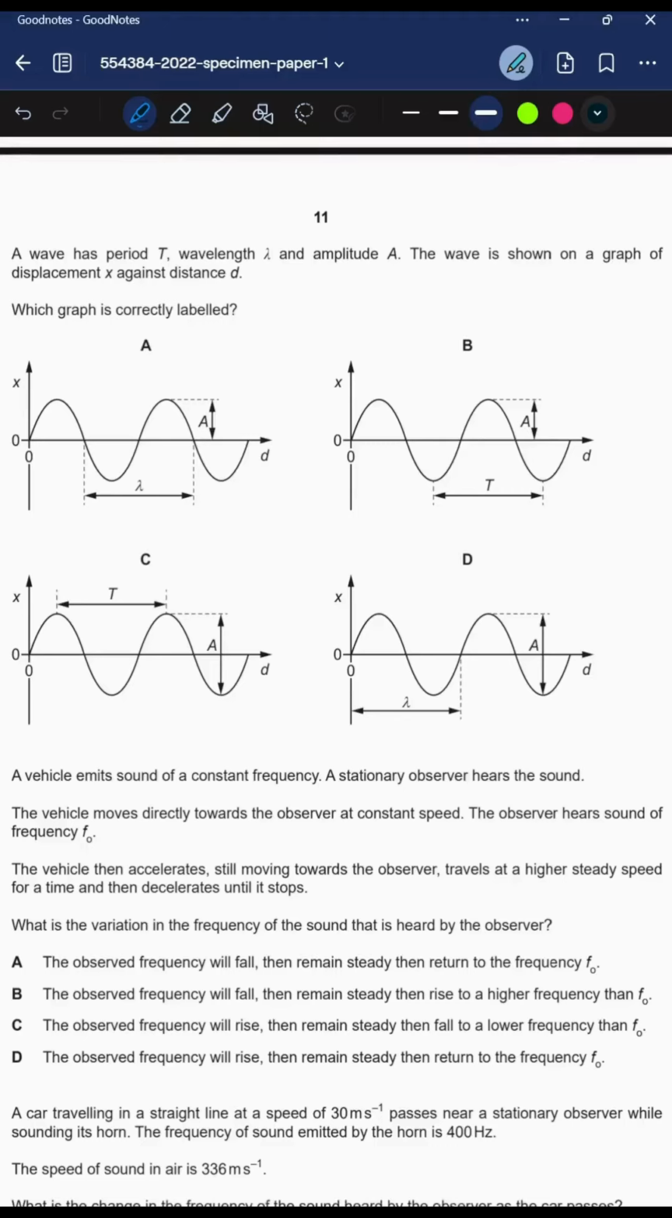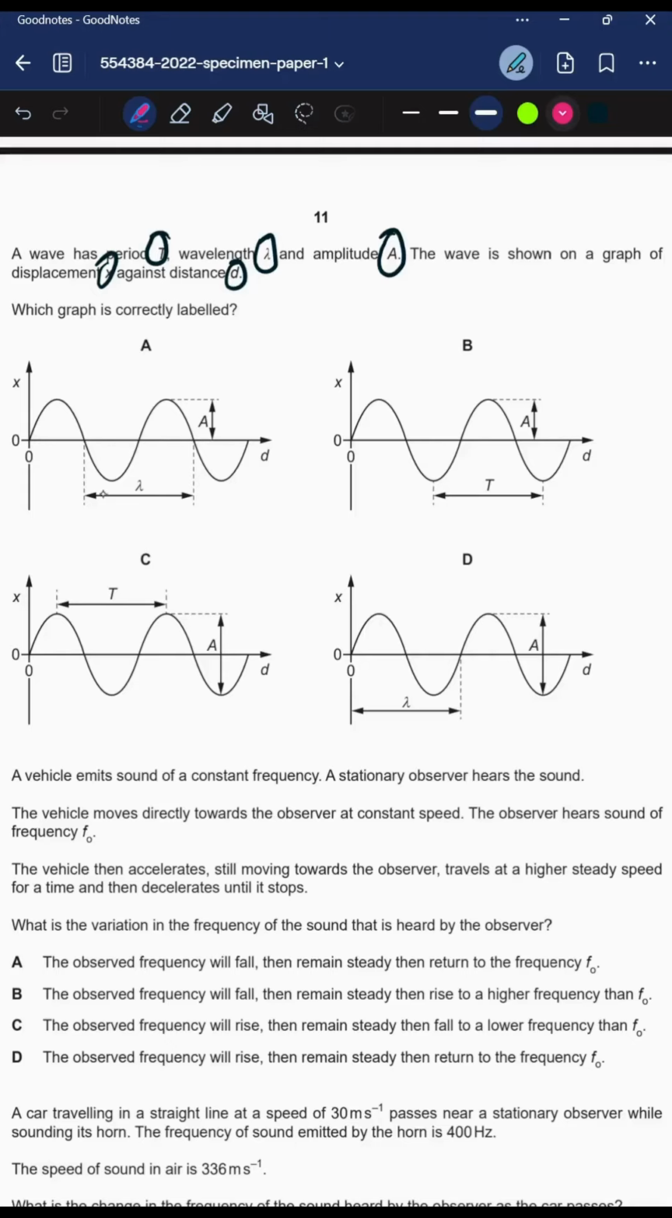In this question, 4 waves are shown, and we need to figure out which wave is labeled correctly and is actually showing the actual values for time period t, lambda, amplitude, displacement, and distance. Let's see them one by one.